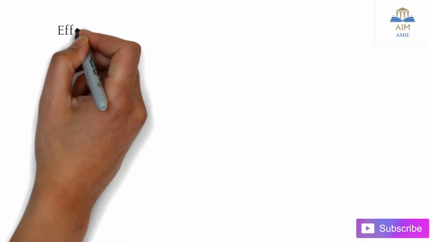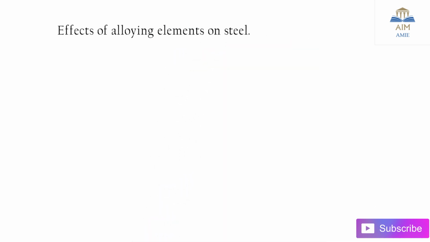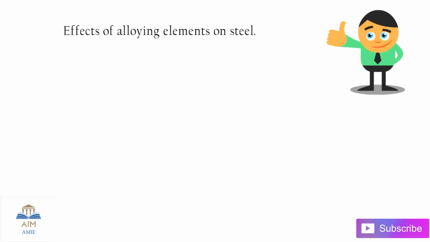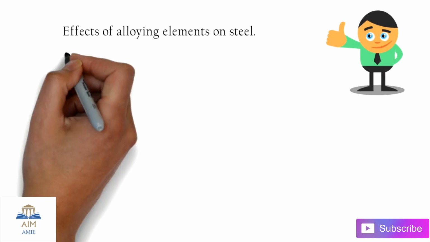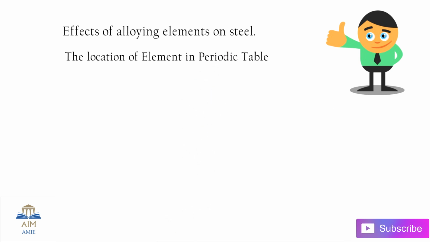So far we have seen the effects of the alloying elements on the properties of steel. I hope you understand these alloying elements and how they change the properties of steel. We have also seen the location of each element in the periodic table.